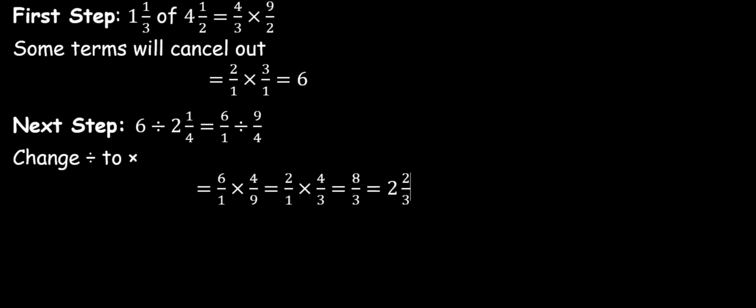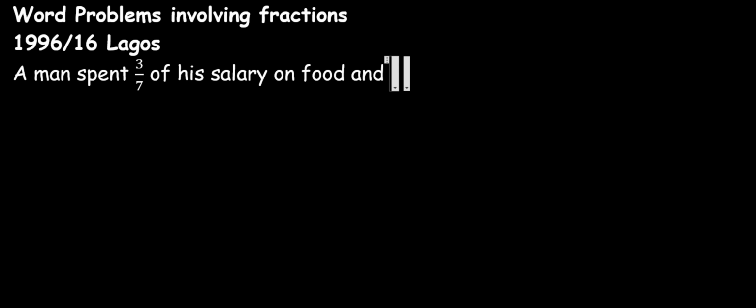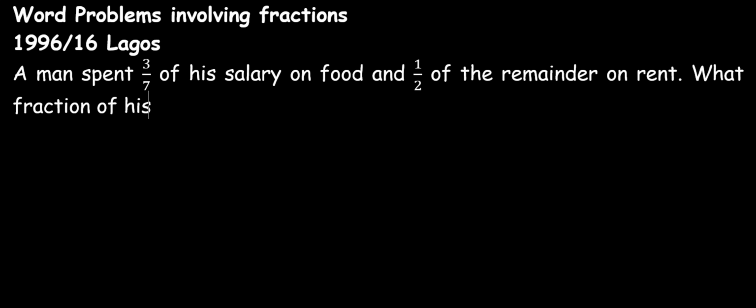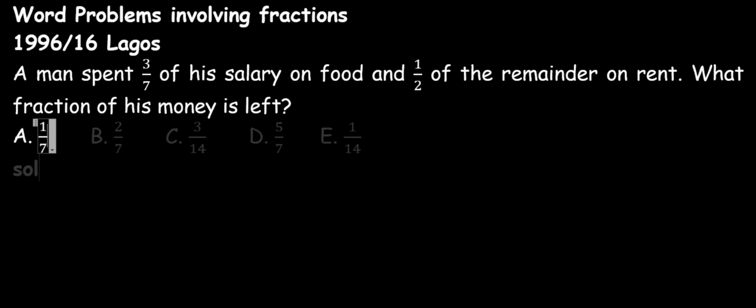Next, we take some word problems under fractions. Our first example: a man spent 3 over 7 of his salary on food and 1 over 2 of the remainder on rent. What fraction of his money is left? The options are given. Solution.